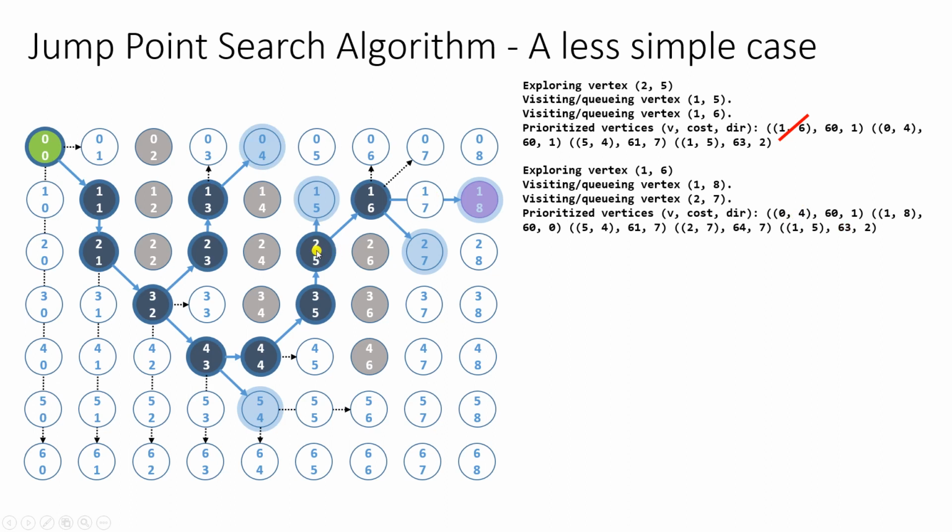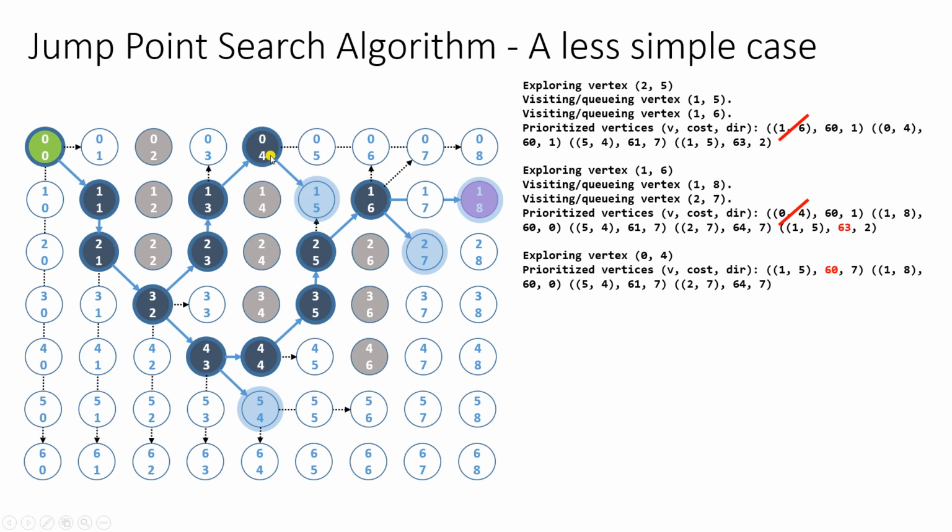Here we can see that for reaching vertex 1, 5 from vertex 2, 5, if we go that way, vertex 1, 5 will have its total cost of 63. But we can also reach vertex 1, 5 by exploring vertex 0, 4. And if we go that way, its cost will drop. It's cheaper to reach vertex 1, 5 from vertex 0, 4 than it was from vertex 2, 5.